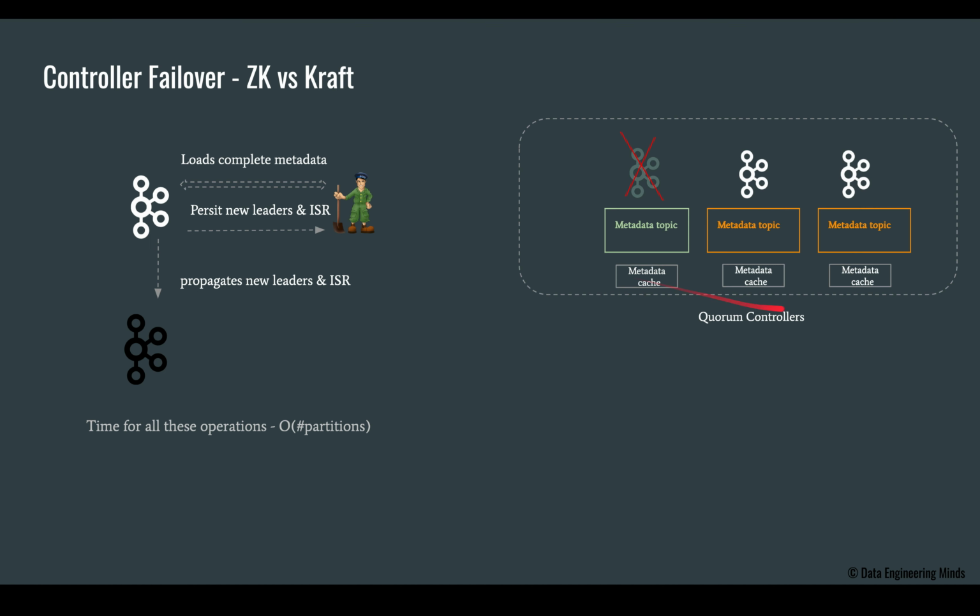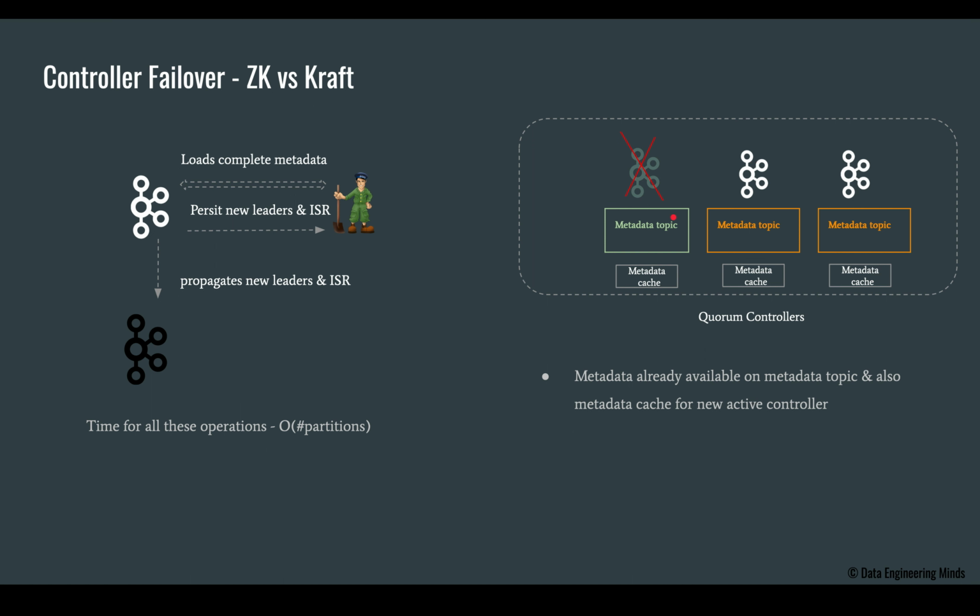Now, if we look into the new Kraft architecture, when the current active controller fails, then one of the follower controllers will become the new active controller. And since this follower controller also has all the latest metadata in its own replica of the metadata topic, and since it also caches the latest metadata in its metadata cache, it can quickly take up the role of the new active controller and can quickly start operating the Kafka cluster.